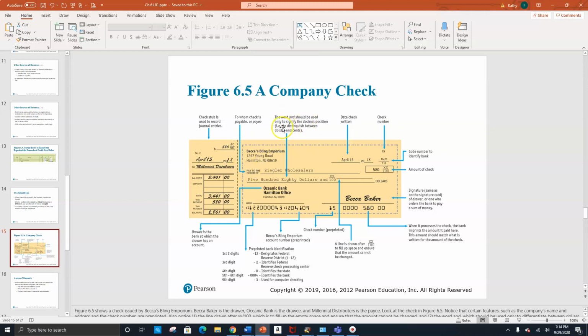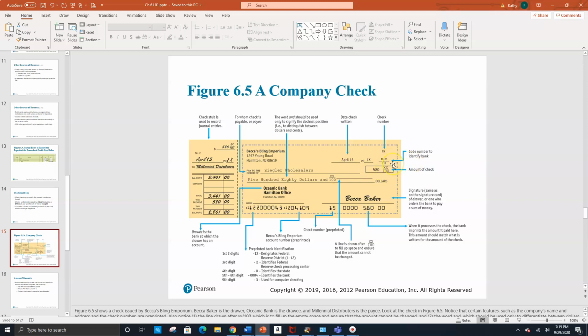The word "and" should be used only to signify decimal positions. So it's important here where it has $580 and. Another important thing that I've always learned about checks is that what is written out on your check, $580.00, would overrule if they can't make out what this number is, or there's a discrepancy. I always was taught that the words overrule the numbers. I don't know if banks still do that today.